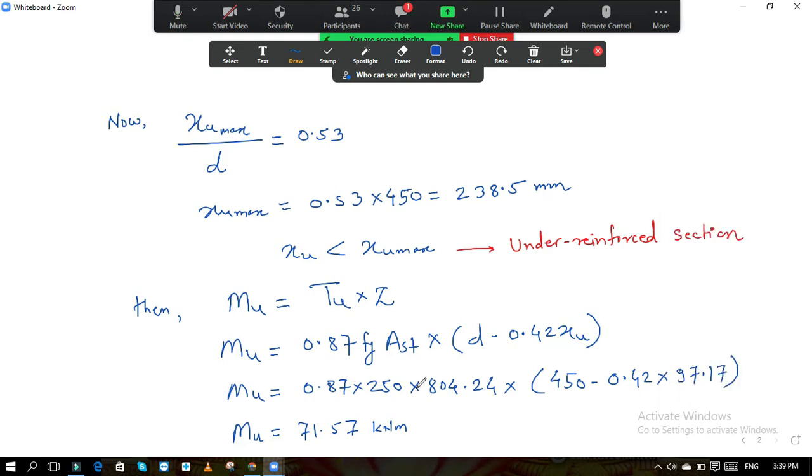In these types of problems, what we generally do, we calculate the xu from the given data, we calculate the xu max, we compare both of them, and accordingly we decide which formula is used to calculate the moment of resistance, whether we are going to use Cu into z or Tu into z, and in that way we calculate the moment of resistance. So this is one type of problem. Now we will take another type of problem. Next problem.